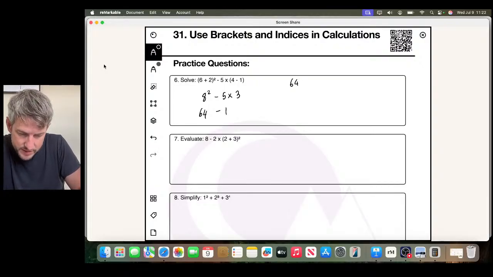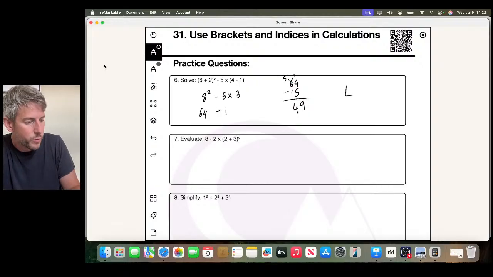Okay, 64 minus 15. 4 take away 5 can't do, so borrow 1. That would be 9, 4. So the answer to this one will be 49.